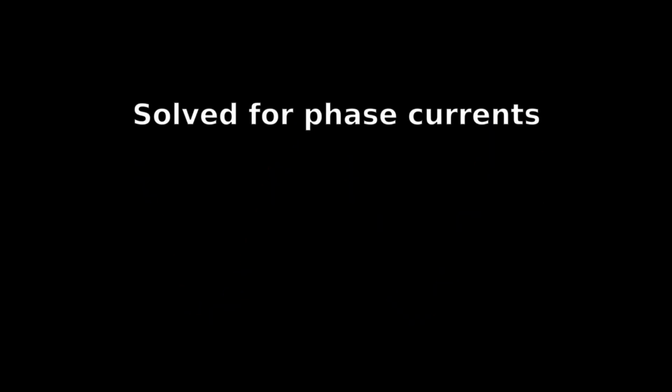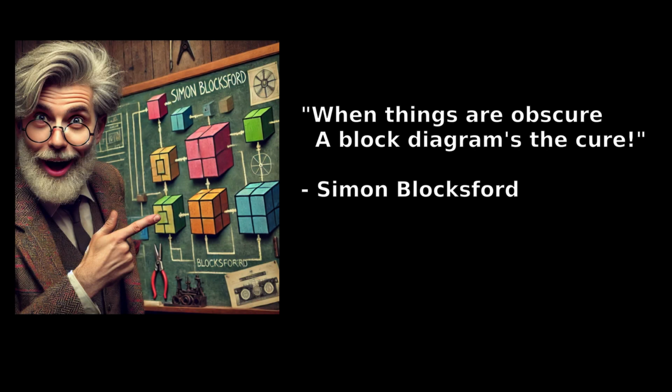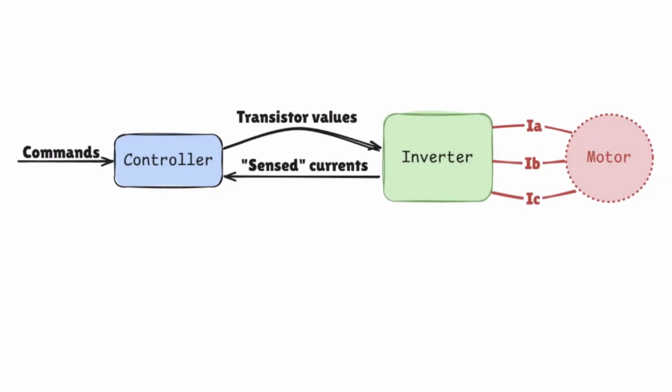Okay, now that we solved for the phase currents, that's pretty much the end of the simulation cycle. And although it's probably the main part, there are a lot of parts that led us up to it. So how do we get to this point? Well, as Simon Bloxford often said, when things are obscure, a block diagram's the cure. Let's look at a simplified block diagram that explains what the simulation contains.